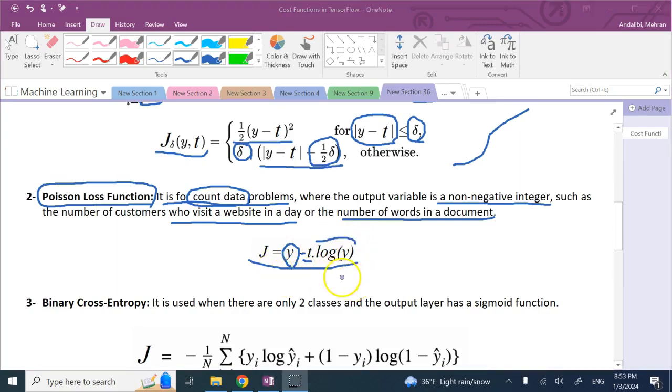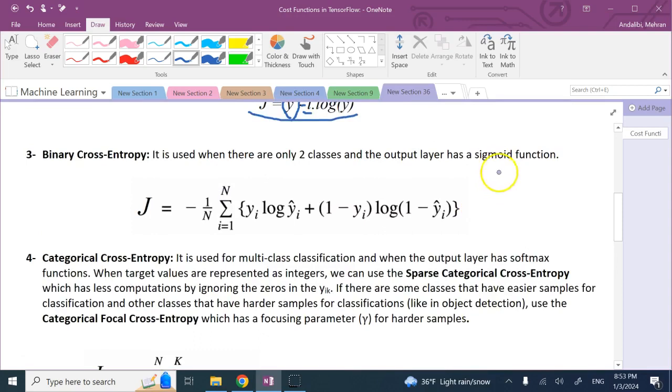The third one we're going to talk about is for classification problems that are only binary. It means there are two classes, either class 1 or class 2, either true or false, either 1 or 0, something like that. So the output has to have a sigmoid function. In this case, as I mentioned in one of my machine learning videos under the machine learning playlist, the binary cross-entropy is the cost function to be used here.